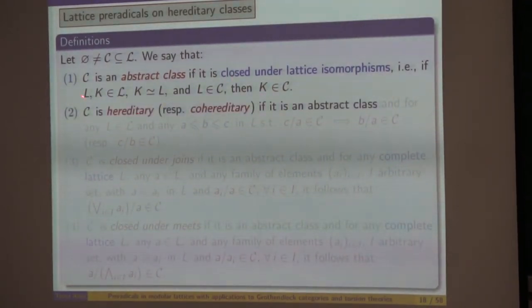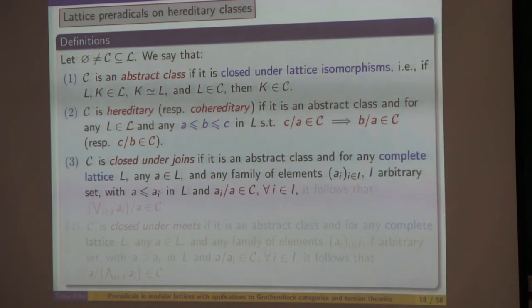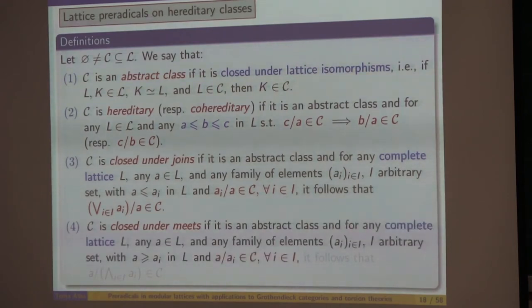Now hereditary and the corresponding notions. C is hereditary if it is abstract, and for any lattice L, for any such elements, if C over A is in C, then also B over A is in C. For hereditary, C over A is in C. C is closed under direct joins. And for any complete lattice, any element A and any family of elements which are bigger than A, if each A_i over A is in C, then the join of these is also in C. C is closed under joins, which is abstract and complete.